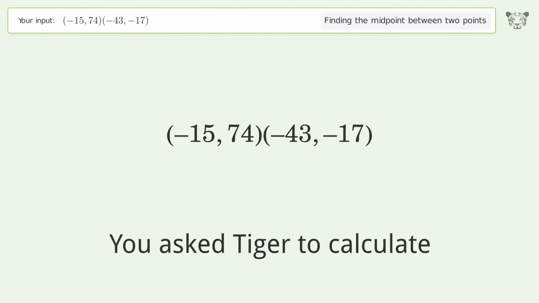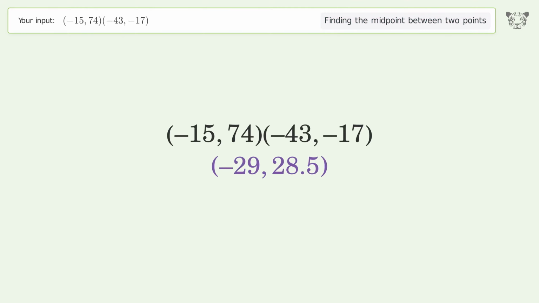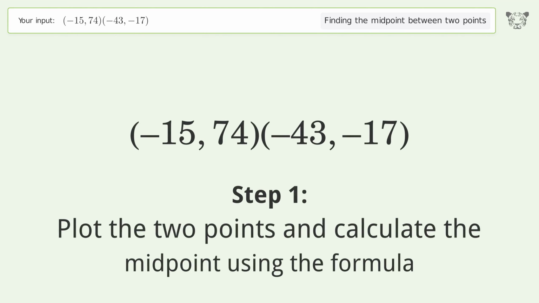You ask Tiger to calculate. This deals with finding the midpoint between 2 points. The midpoint between the 2 points is negative 29, 28.5. Let's solve it step by step. Plot the 2 points and calculate the midpoint using the formula.